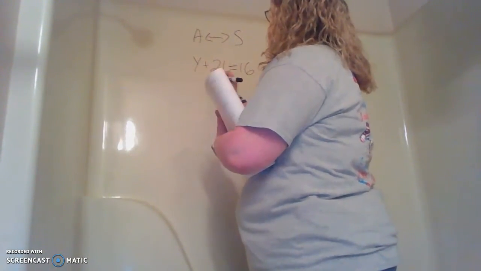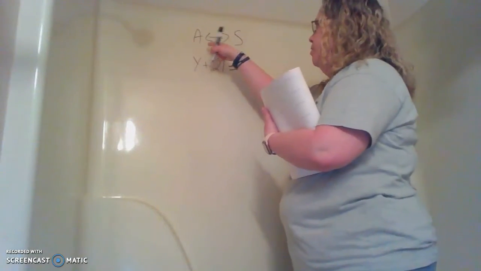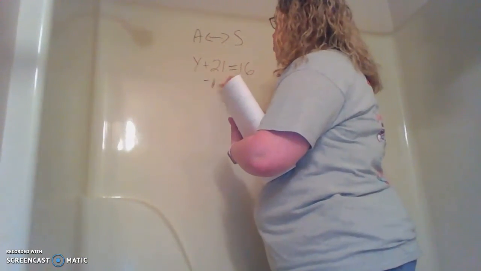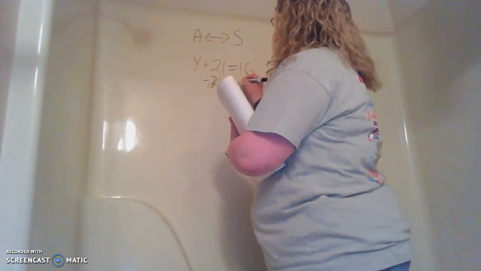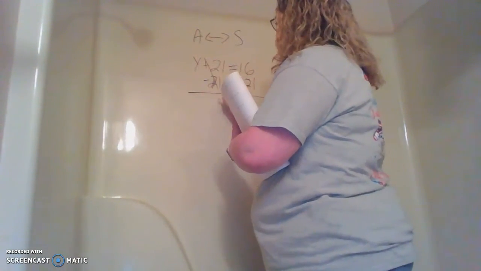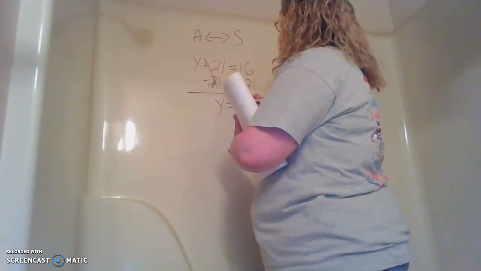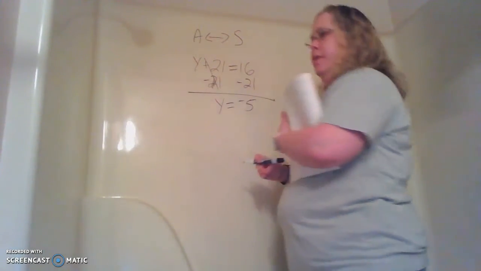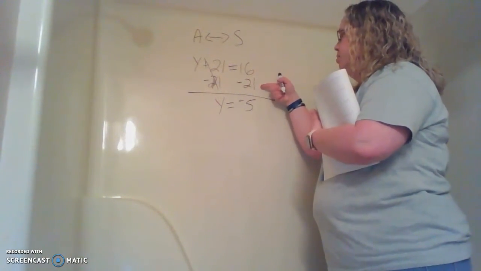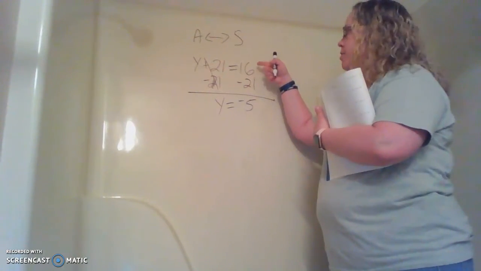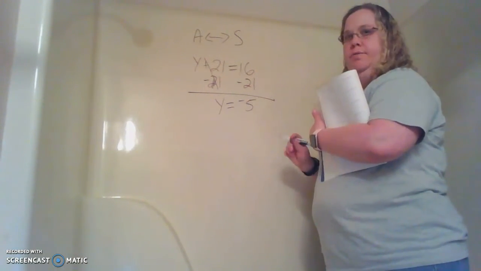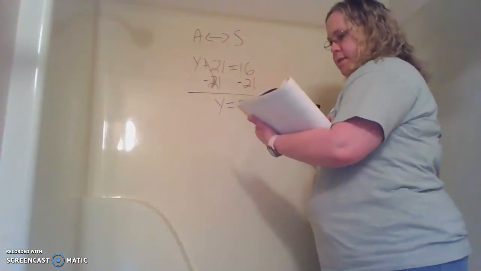Okay. So we have addition and we know that subtraction undoes addition. So we're going to subtract 21 from both sides. Our 21's cancel, and we're left with y equals -5. And we got -5 because 21 has a higher absolute value than 16, and 21 is negative. So therefore we got a negative answer.